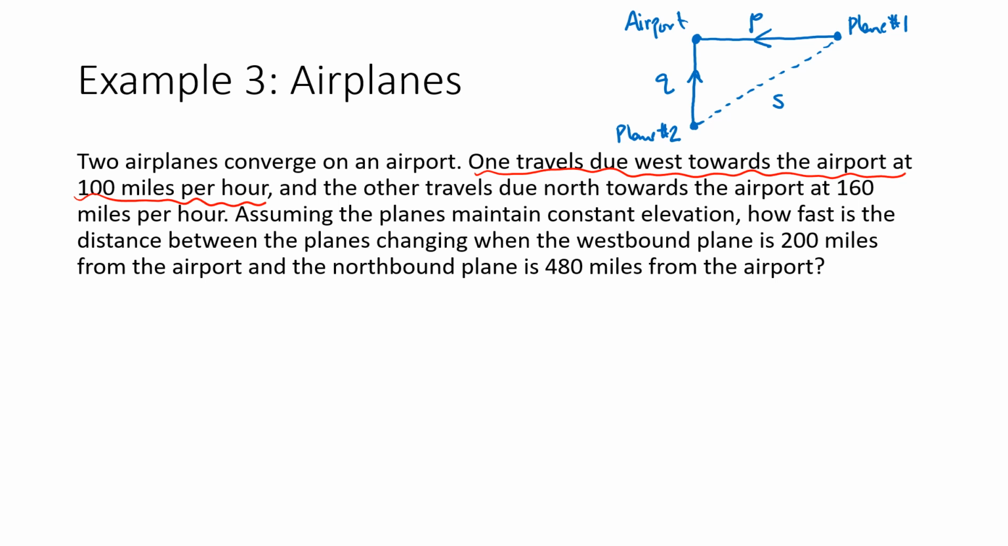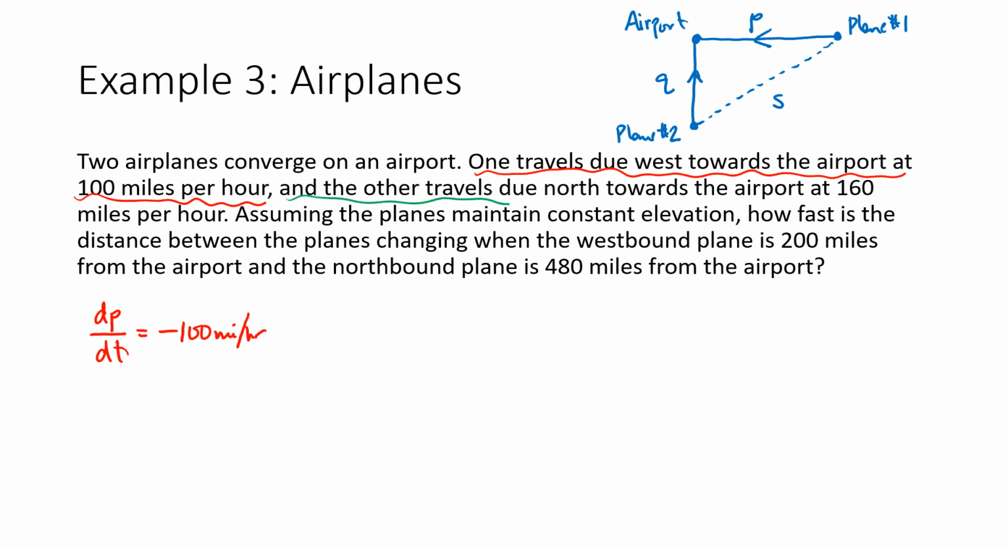remember that velocity is the rate of change of position. And so if plane number 1 is p miles away from the airport, one way to interpret what we're saying here when we say that the plane is traveling at 100 miles per hour is about the derivative dp/dt. Now, because the plane is traveling towards the airport, that distance is going down, right? The plane is getting closer to the airport. And so that derivative would be negative 100 miles per hour.